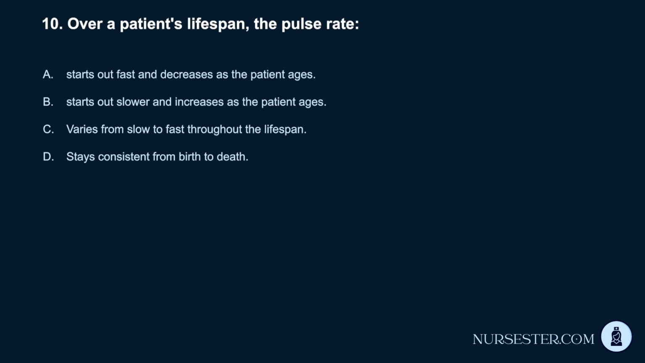10. Over a patient's lifespan, the pulse rate: A. Starts out fast and decreases as the patient ages. B. Starts out slower and increases as the patient ages. C. Varies from slow to fast throughout the lifespan. D. Stays consistent from birth to death. Correct answer, starts out fast and decreases as the patient ages.